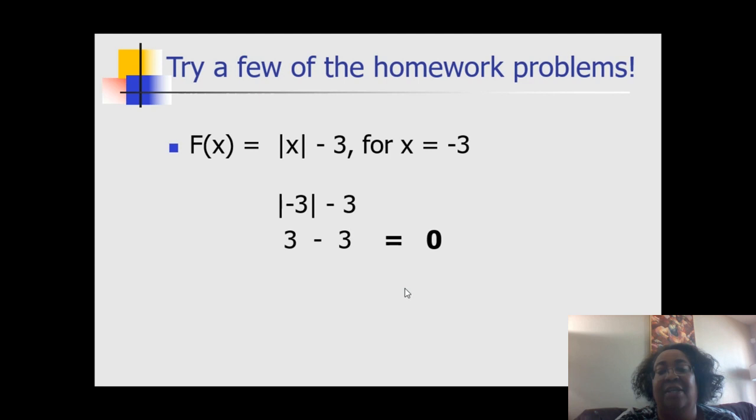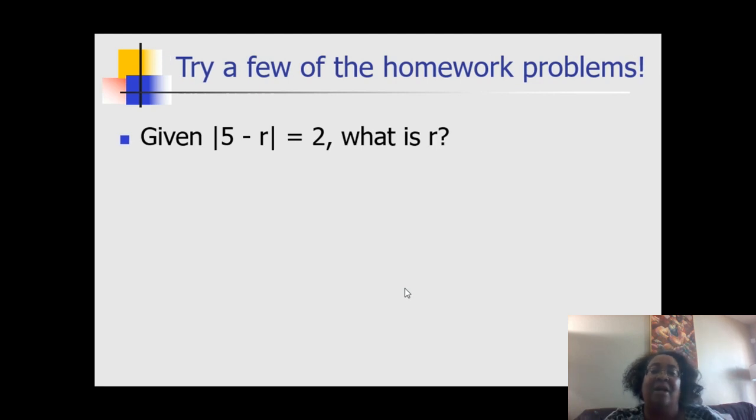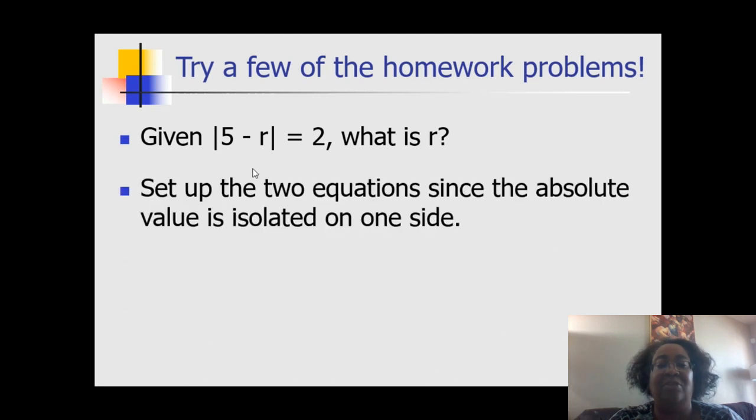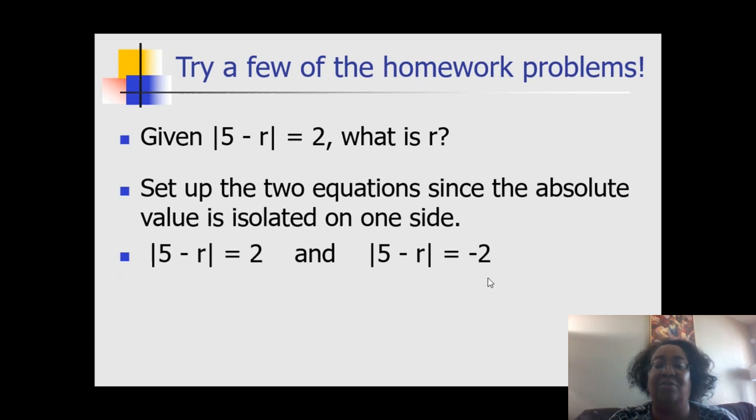So the solution for that is 0. On the second problem, you're given the absolute value of 5 minus r is equal to 2, and you want to figure out what r is. You already have the absolute value isolated on one side of the equation, so just write up your 2 equations. One is going to be with a positive 2 for the answer, and one's going to be with a negative 2 for the answer to take care of your distances.